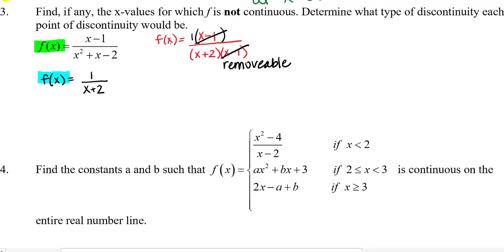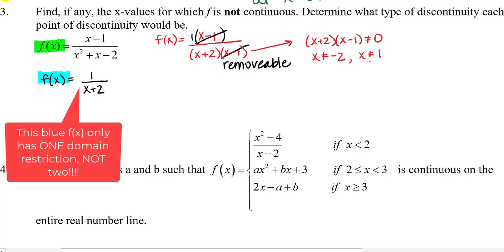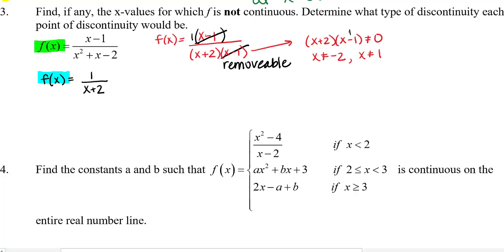If you look at the original function, this has 2 restrictions to the domain, because you are correct in saying that your denominator cannot be 0. So if I solve this using the 0 product property, hopefully you can easily see x cannot be -2 and x cannot be 1. But graphically, these are going to look different because that x equals 1 factor was the removable factor. So it's called removable discontinuity.